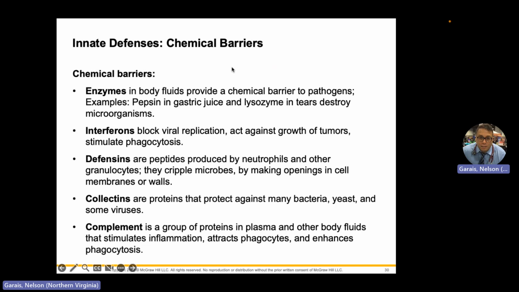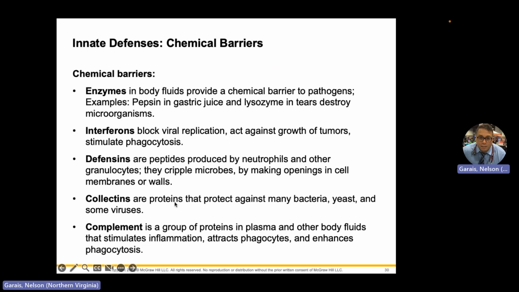Know these innate defense chemical barriers. These are non-specific second-line defenses. Remember, first-line defense is your skin and mucous membranes. These are considered second-line defense, along with your inflammation. So know these terms. Know what enzymes are: interferons, defensins, collectins, and complement. These are part of the plasma proteins that we talked about earlier this week in lecture. These will all be in your plasma proteins.